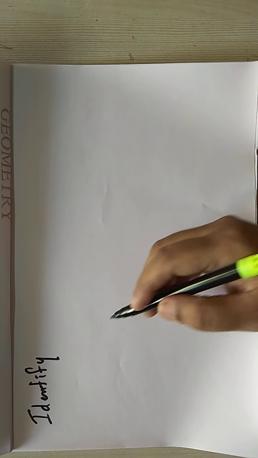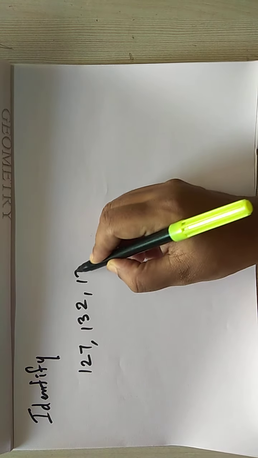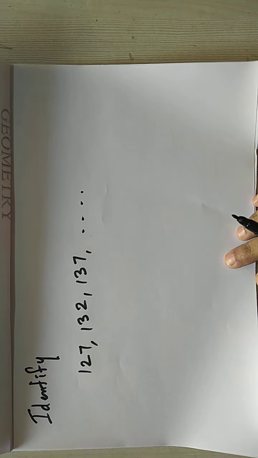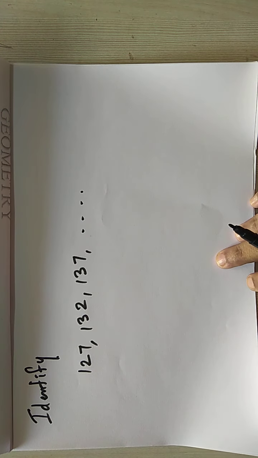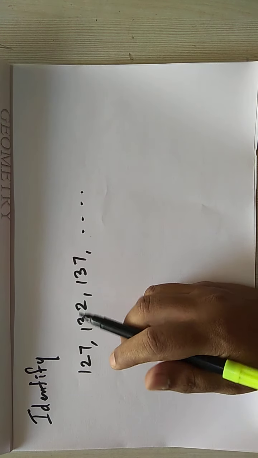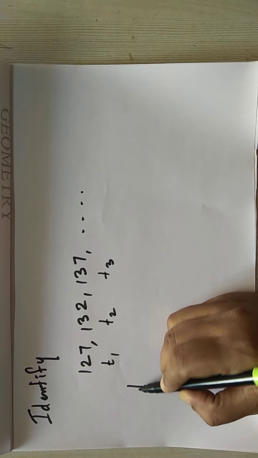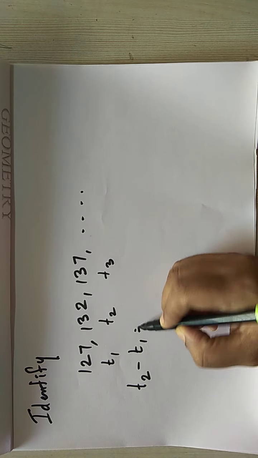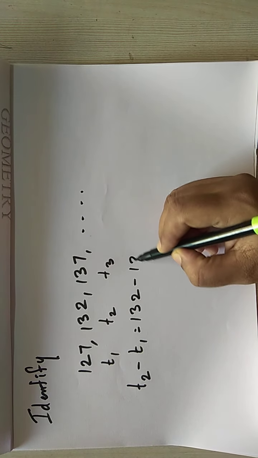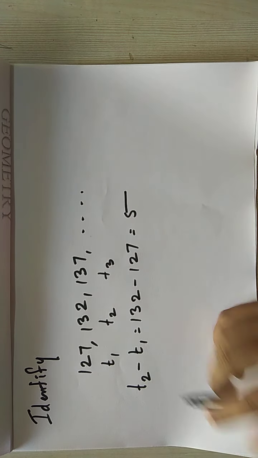Now, if we have an example like this, for example, say 127, 132, 137 and so on. Suppose this is the example. And if they tell us to check whether it is an AP, what we will do is subtract 2 consecutive terms. This is T1, this is T2, this is T3. So we will do T2 minus T1 first to check what we get. 132 minus 127, answer is 5. So here we get the difference 5.